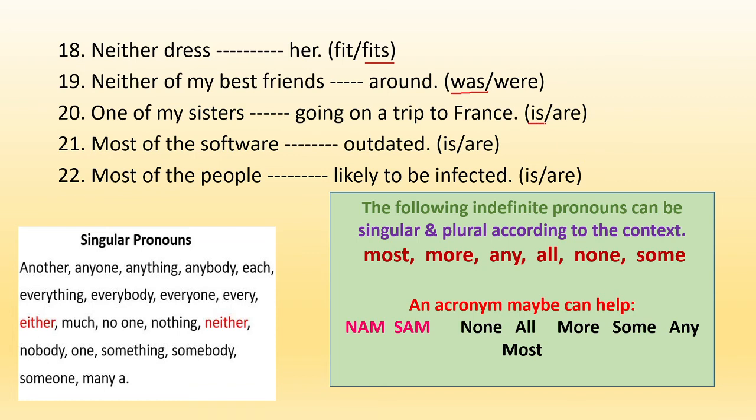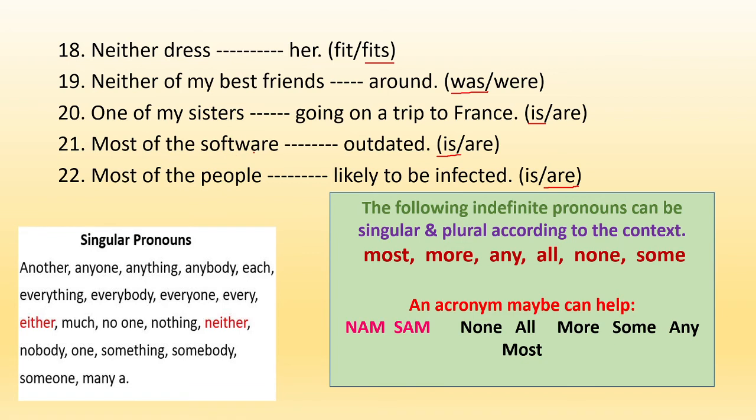So just remember this. Most of the software now and most of the people. Again here we will be checking whether the subject is countable or uncountable. So most of the software is outdated. It is uncountable. And here most of the people, they become countable. So most of the people are likely to be infected. Now in this case there is another rule here. The following indefinite pronouns, they can be singular or plural according to the context, like most. So these two sentences of most.